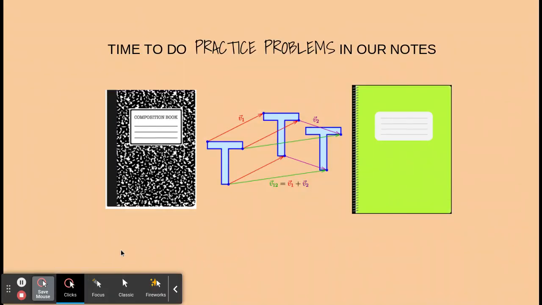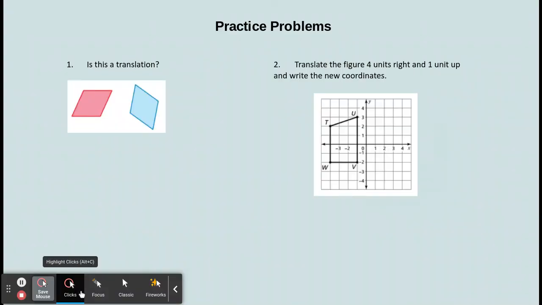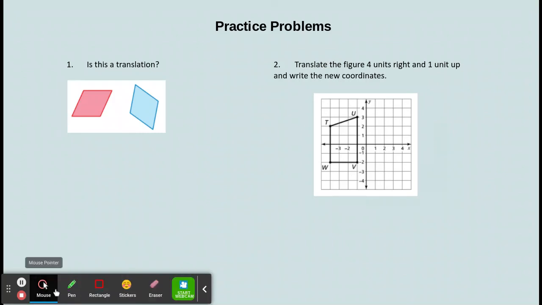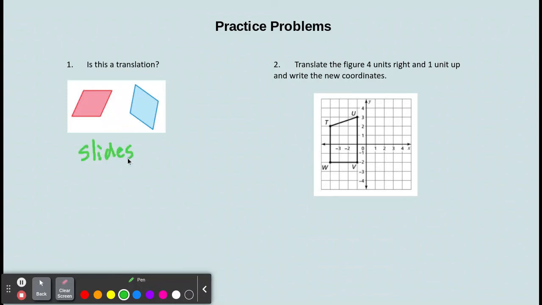Now that we've done that, we have 2 practice problems. Okay, for the first practice problem, we are just looking to see if this is a translation. Remember, a translation only slides. So you need to ask yourself, am I sliding the red one to get to the blue one?